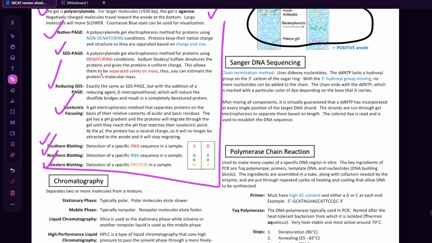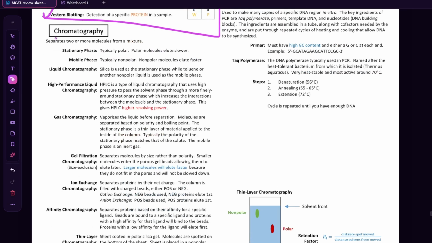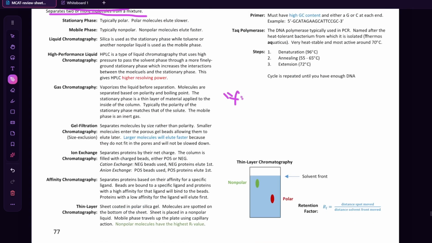So big check mark here, and now we're gonna go over chromatography, which is when you can separate 2 or more molecules from a mixture, and it's almost like filtering. It's kind of like filtering, like if you ever filtered coffee using a coffee filter. Yeah, it's kind of like that. So let's see a diagram.